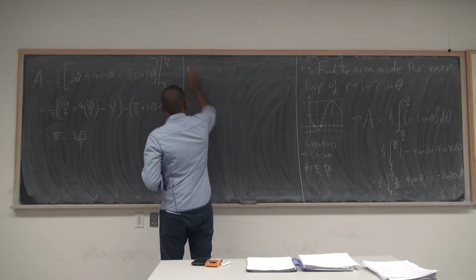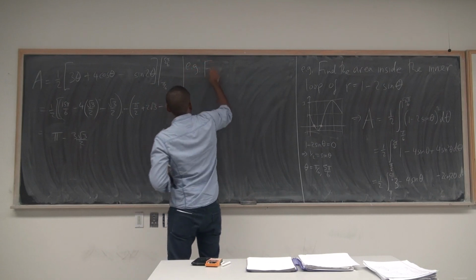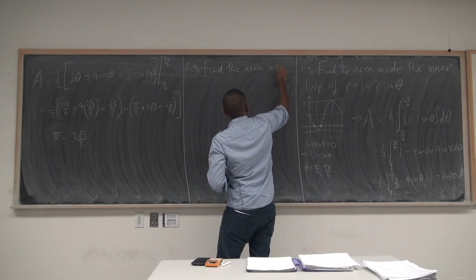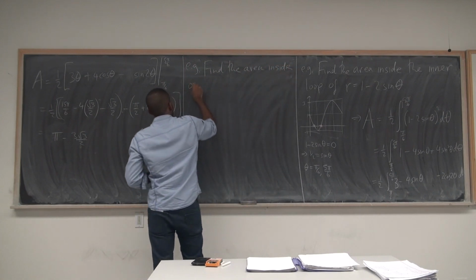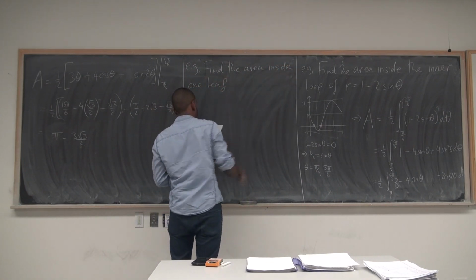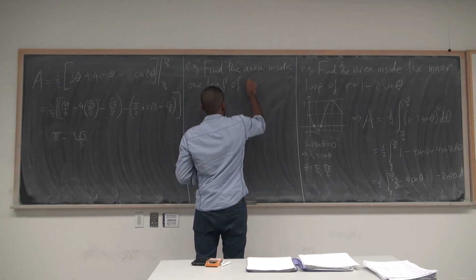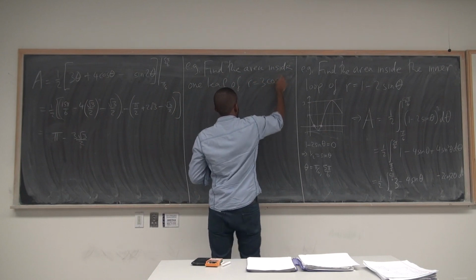Let's do another one. Find the area inside one leaf of r equals 3 cosine 3 theta.